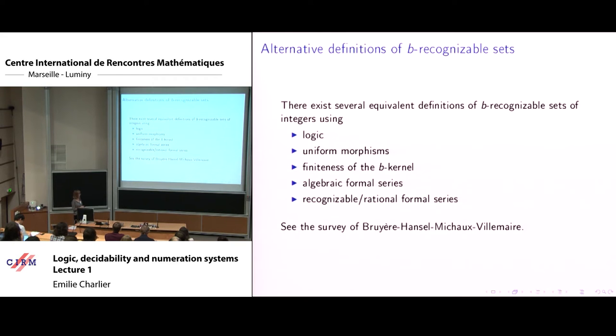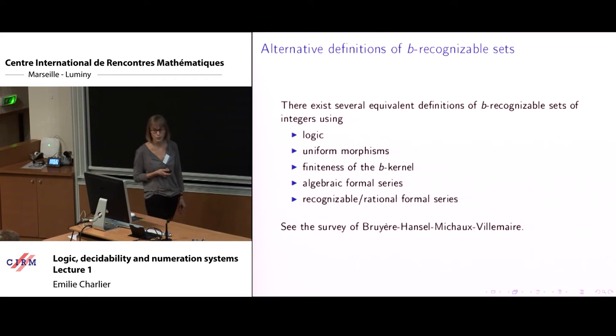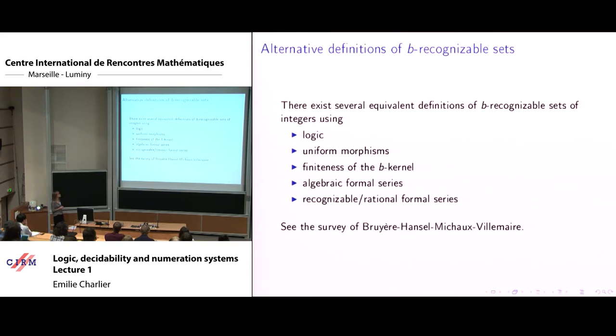And so I think maybe a good start, if you don't know about this, is the survey by Bruyère, Hansel, Michaux, and Villemaire. And so they give some characterizations: in terms of logic, of uniform morphisms, finiteness of the b-kernel, if you remember Jason's talk, algebraic formal series, this is restricted when the base is a prime number, actually, and also particular cases of recognizable or rational formal series, which I will come back to in my next lecture. So in this lecture, I just intend to make the link with logic. So really, the theorem of Büchi-Bruyère links b-recognizable sets with sets definable in a certain logic.